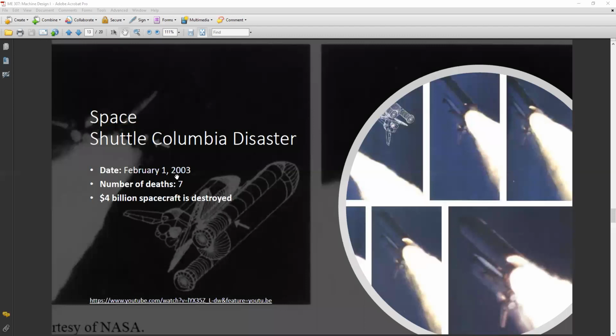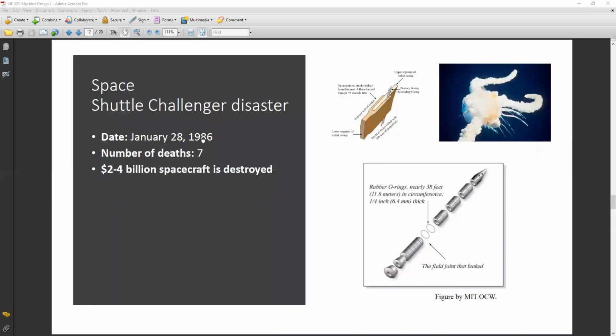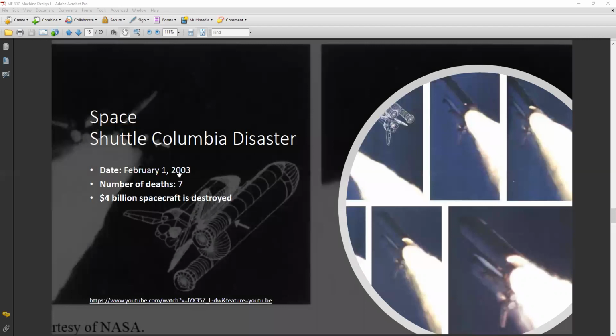Then later in 2003, it took a long time for NASA, shabab, to have another disaster. They improved their design significantly. But in 2003, something else happened. And yet, they lost another 7 astronauts and $4 billion for the spacecraft.